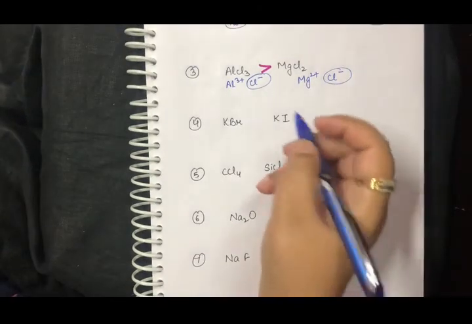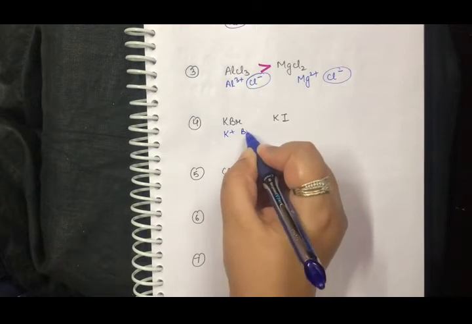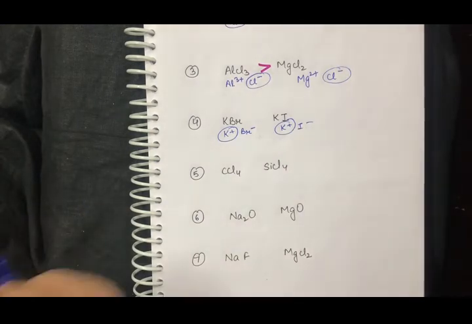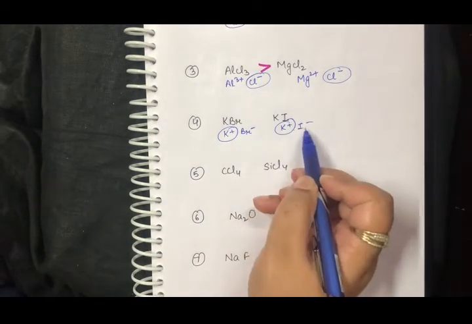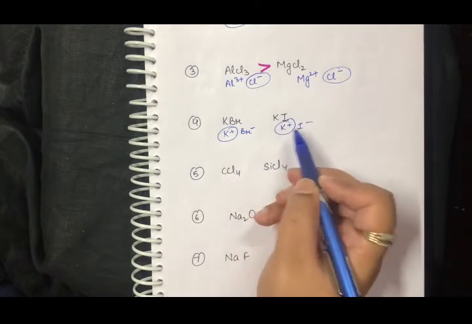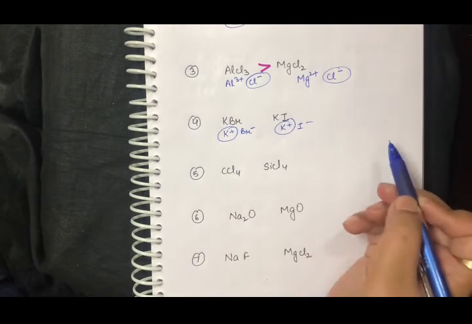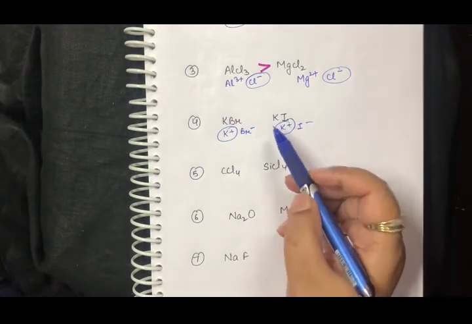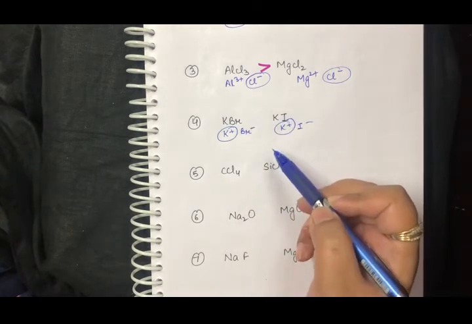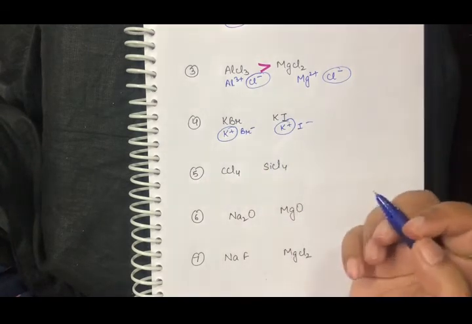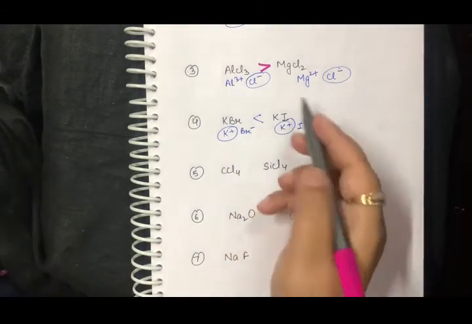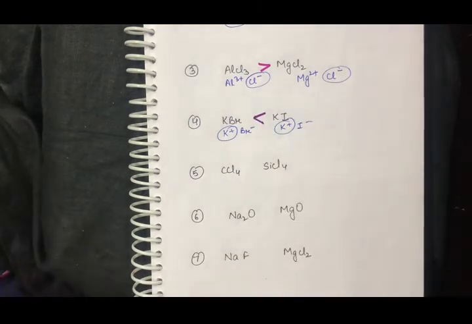Alright, in the next one I have K+, Br-, K+, I-. So again K+ is common, so let's ignore it. Now I will see the charge for the rest. The other is bromide and the other is iodide. They both have 1-, so I'm not going to consider the charge factor. Then I will move to my radius factor. I know that iodine is bigger than bromine because they belong to the halogen group, and iodine is definitely bigger than the bromide ion. So the lattice enthalpy would be higher for KI.